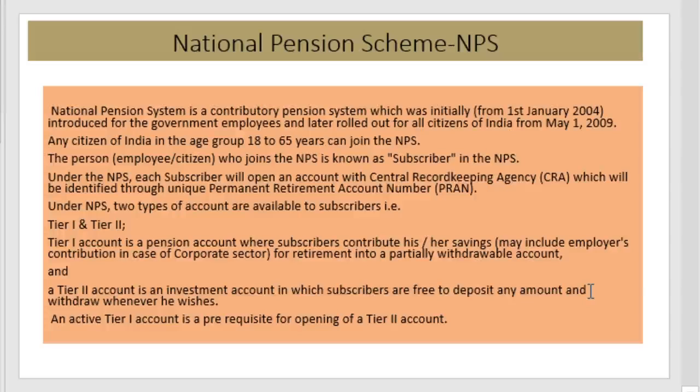That is, the Tier 1 account is a pension account where subscribers contribute their savings, which may include the employer's contribution, for retirement into the partially withdrawable account. It is not fully withdrawable till retirement. But the second one is an investment account in which subscribers are free to deposit any amount and can withdraw whenever they wish. An active Tier 1 account is a prerequisite for opening a Tier 2 account.